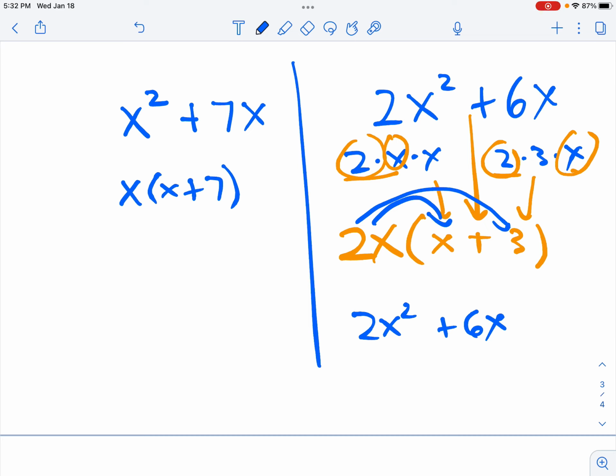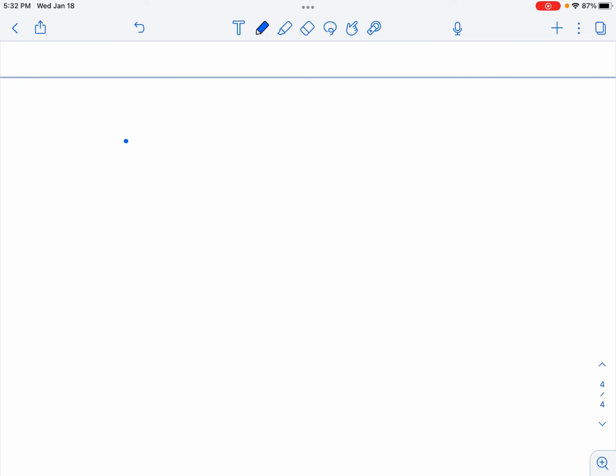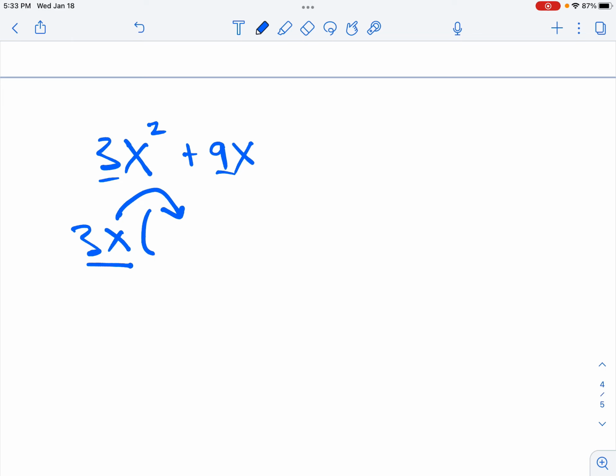Okay, let's do this one for you to work on. Let's say you've got, let's do 3x squared plus 9x. Great, you may have noticed that 3 and 9, we can take a 3 out of both. We can also take an x out of both. And now here I'm asking the question, 3x times what will get me 3x squared? Well, 3x times x gives me 3x squared. 3 times what gives me 9? 3 times 3 gives me 9. And then 3x times 3 gives me 9x. And so I'm done.